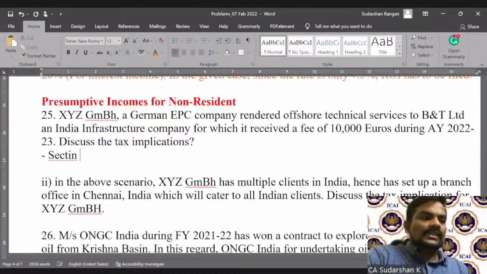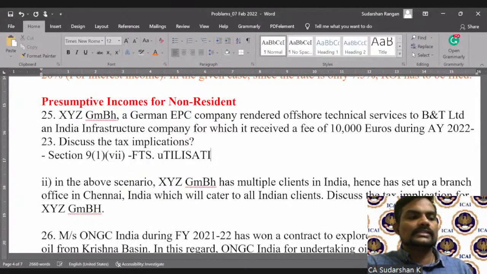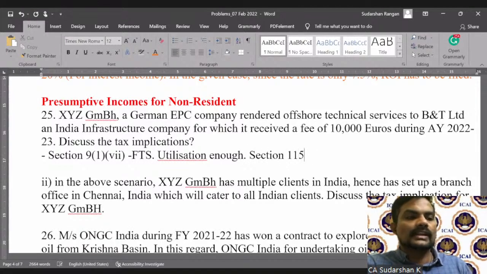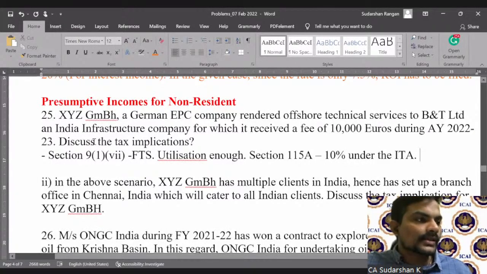Very easy. Section 9(1)(vii) will trigger, fees for technical services, because there is no need for the services to be rendered in India, utilization is enough. So section 115A will attract, and it will be taxable at 10% under the Income Tax Act under section 115A. So this is simple, straightforward, which we have dealt with adequately.